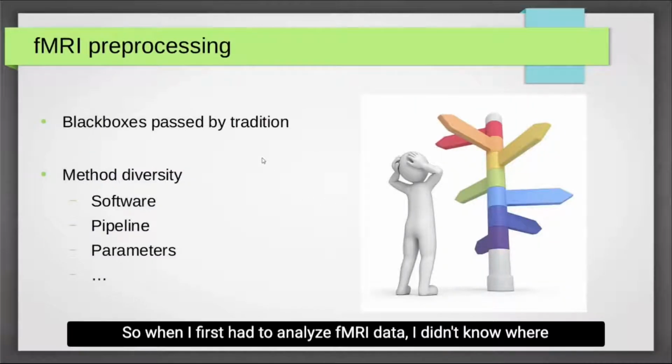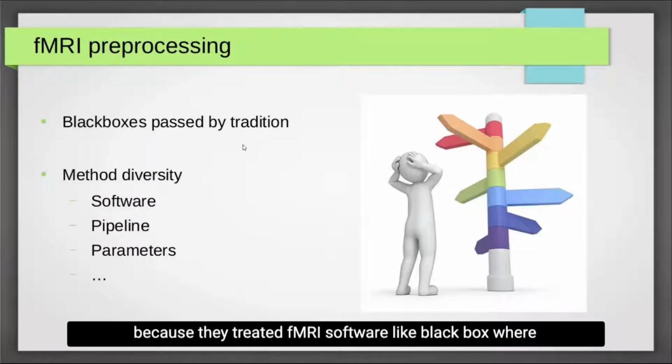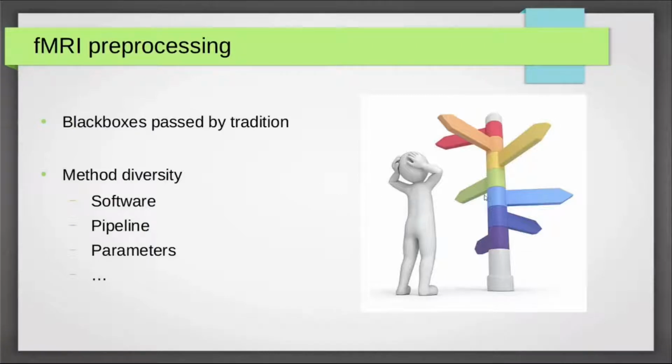So when I first had to analyze fMRI data, I didn't know where to even begin. Well, I did try asking a few other students who work with fMRI data, but I was not satisfied with their answers because they treated fMRI software like a black box, where you chuck data in and it just happens to work, usually. They would tell me to reference so-and-so papers, but when I looked up the fMRI literature, I found myself even more lost because there were so many small differences between different papers.